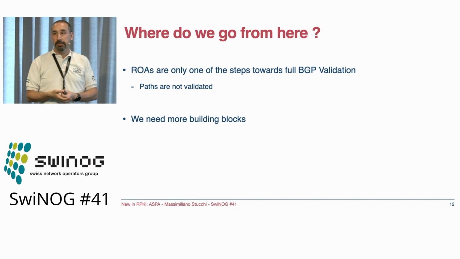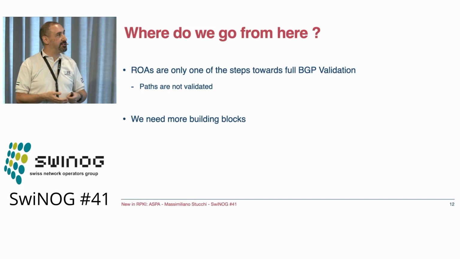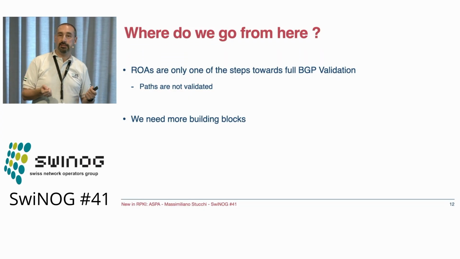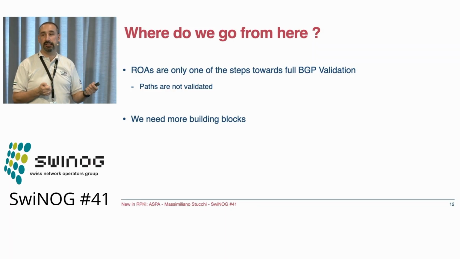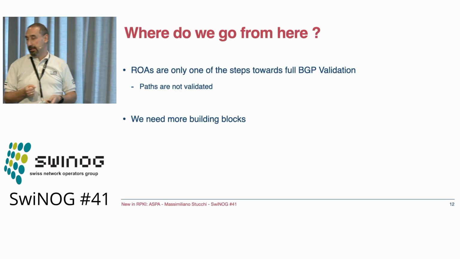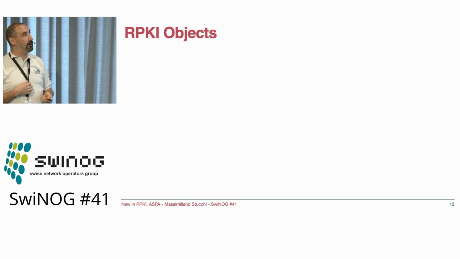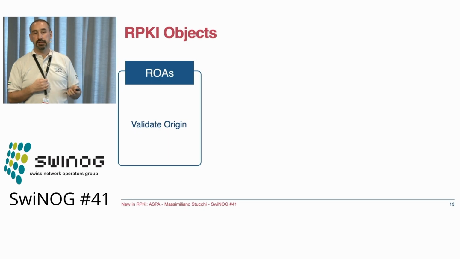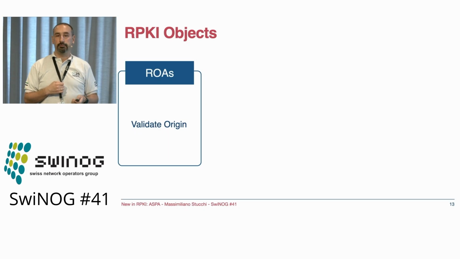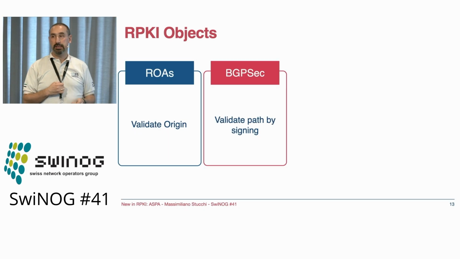So where do we go from here? ROAs give us just one way to look at things and only give us origin validation. So the paths are not validated. So we need more building blocks here. We have RPKI objects, we have ROAs. And then over the course of time, there was another standard that was developed, and it's called BGP-SEC.